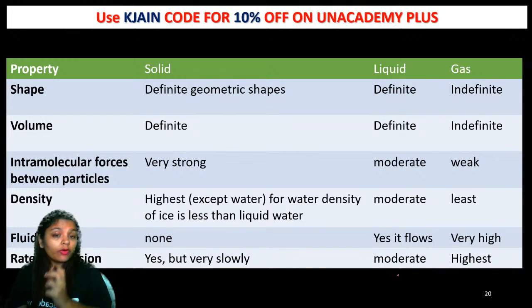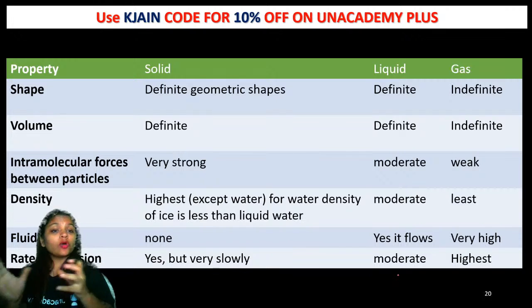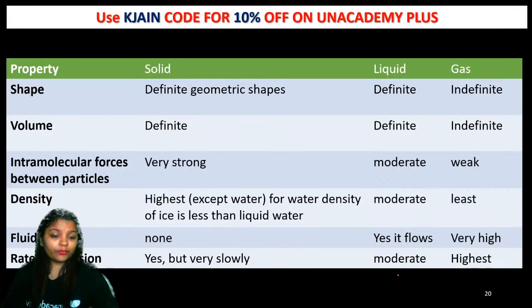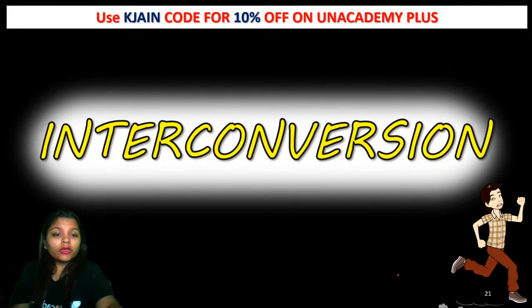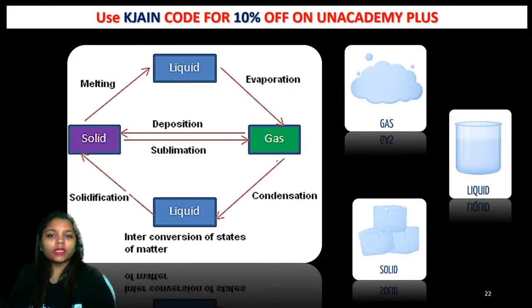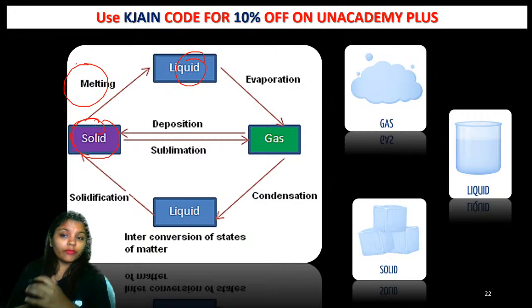If I want to convert solid into liquid, liquid into gas, or solid into gas, then what should I do? How will I interconvert between these three states of matter? If you want to convert your solid into liquid, then you have to do melting. You have to increase the temperature of the solid till the instant when it melts and is converted into the liquid state.